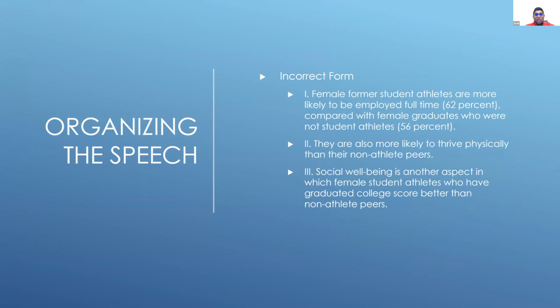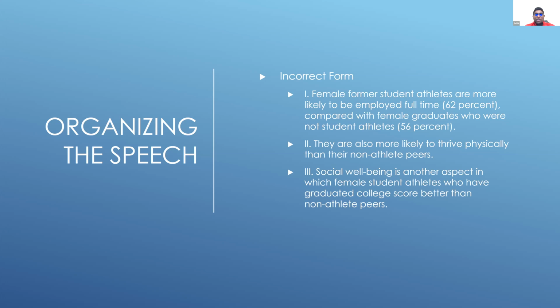So, coming to an incorrect way of saying my main points would be female former student athletes are more likely to be employed full-time, 62%, compared with female graduates who are non-student athletes. So in this sentence, or this main idea, I'm talking about former female student athletes first, and then about female graduates who are not student athletes. I should try to keep this form when I present my other two main ideas. So I have here my three main ideas for my speech, but they're not in this type of parallel formatting.